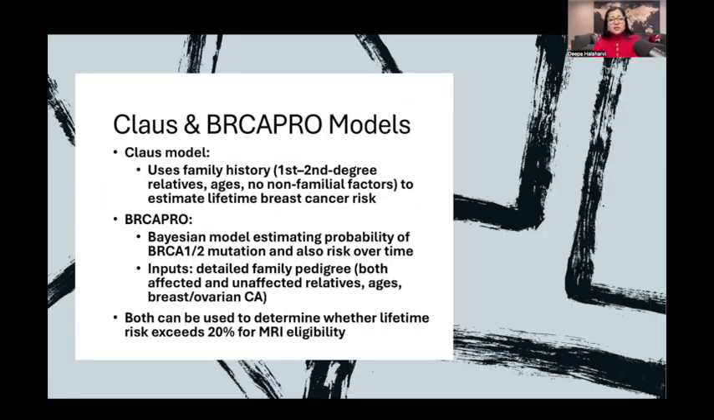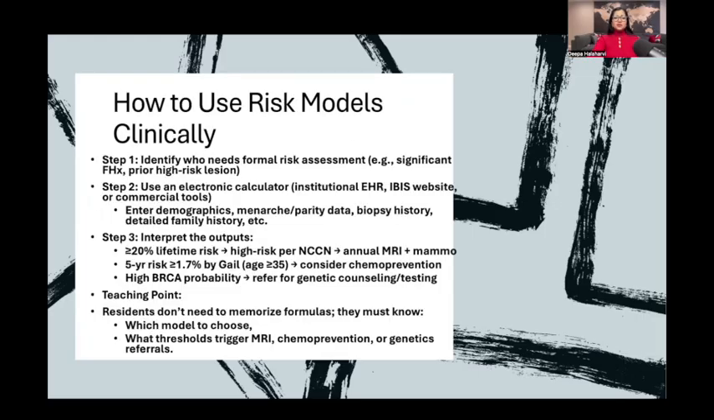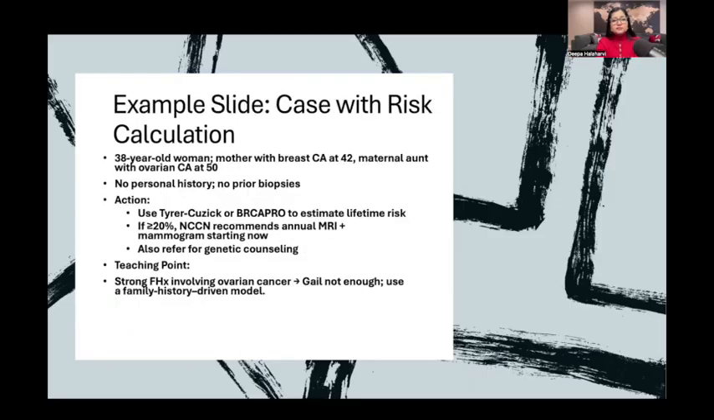There are other models we typically don't use. The genetic counselors use BRCAPRO and Claus. I'm not sure if you'll be tested on this. But again, how do you use it or when do you use it? Breast cancer risk assessment usually starts at age 25. These are the patients you take their family history, personal history, and menarche, parity data, biopsies, and all that stuff. And then you plug in all the numbers. You don't need to memorize anything. There are models that you can just Google and find these risk calculators.